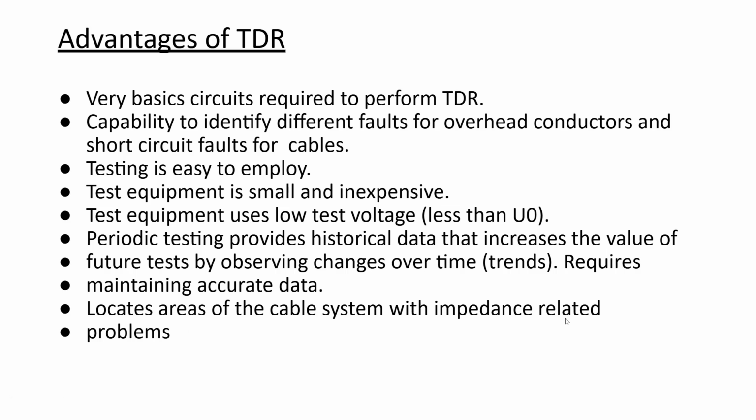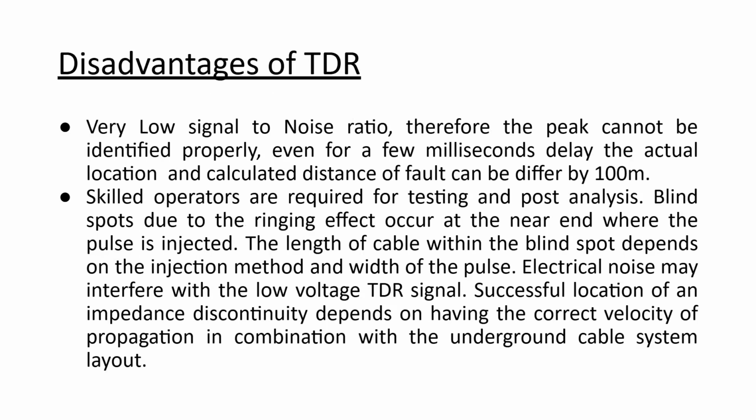It locates areas of the cable system with impedance related problems. Impedance related problems means, for example, a cable which is damaged or aged, or some moisture ingression took place and there is some problem within the insulation, or there is local overheating which caused the insulation change. If the impedance changes are enough, then that kind of changes can also be seen by observing the signature of this actually. So these are several advantages.